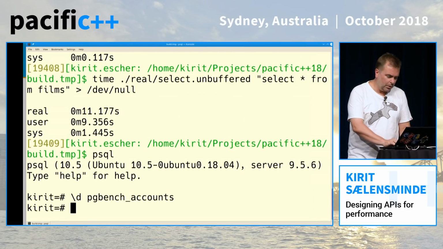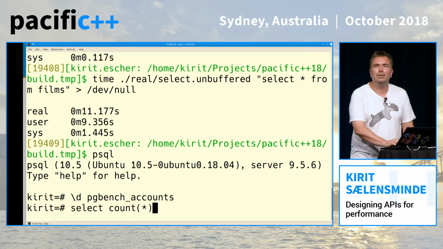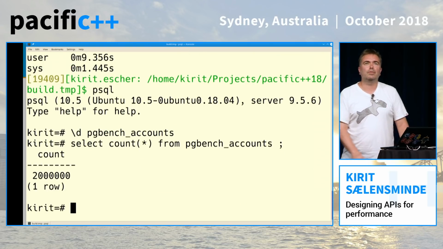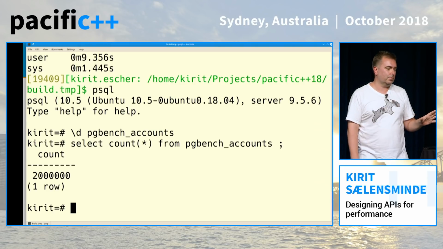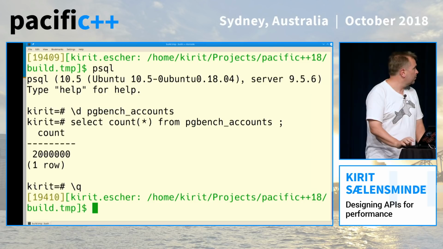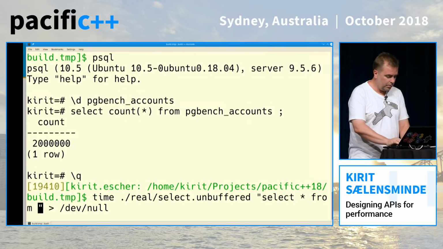You can do a select, if I get my punctuation right. What am I doing? Count star from pgbench_accounts. So here we have about 2 million rows. So let's try that, and we'll try that with the unbuffered version first.